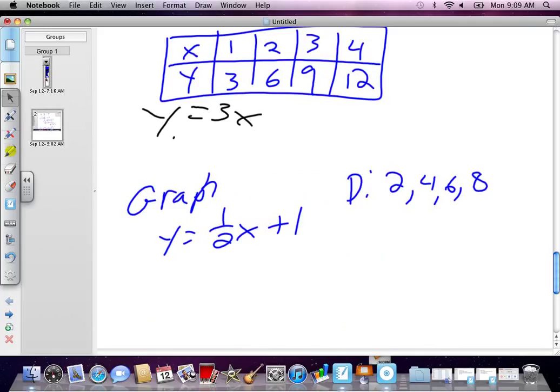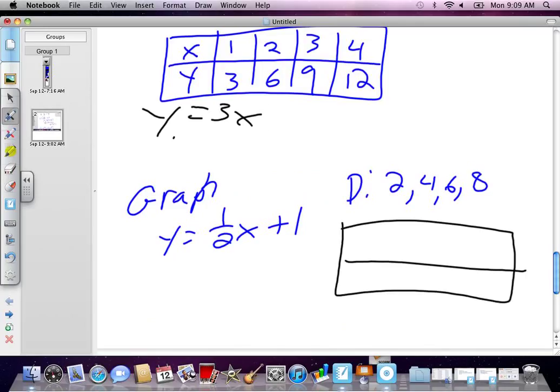Graph this problem, but I think our first step should probably be to make a what? What's the easiest way to graph? Make a table. Domain is the same as what letter? X or Y? X. So I've got 2, 4, 6, 8.